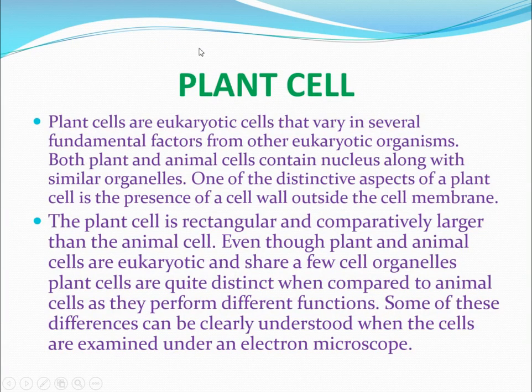So what is a plant cell? Plant cells are eukaryotic cells that vary in several fundamental factors from other eukaryotic organisms. Both plant and animal cells contain a nucleus along with similar organelles. One of the distinctive aspects of the plant cell is the presence of a cell wall outside the cell membrane. So plant cells are basically eukaryotic cells that vary in several fundamental factors from other eukaryotic organisms, but both plant and animal cells contain a nucleus along with similar organelles.